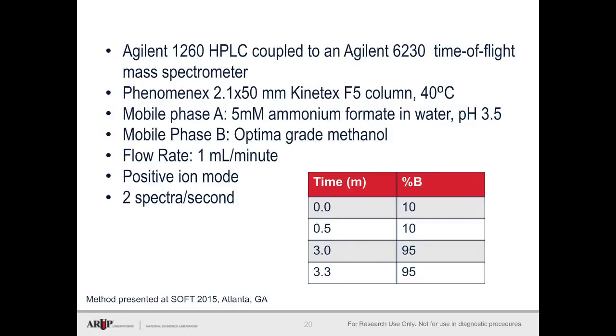I presented this particular method on a poster at SOFT in Atlanta, Georgia last year. This method is run on our Agilent 1260 HPLC coupled to an Agilent 6230 time of flight mass spectrometer. Chromatographic separation is achieved on a Phenomenex Kinetex F5 column heated to 40 degrees, and the mobile phases are 5 millimolar ammonium formate, pH 3.5, and Optima-grade methanol. The flow rate is 1 ml per minute.